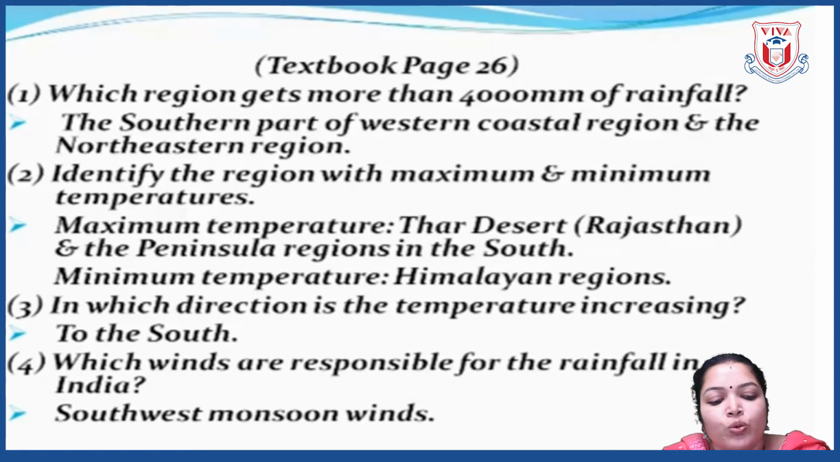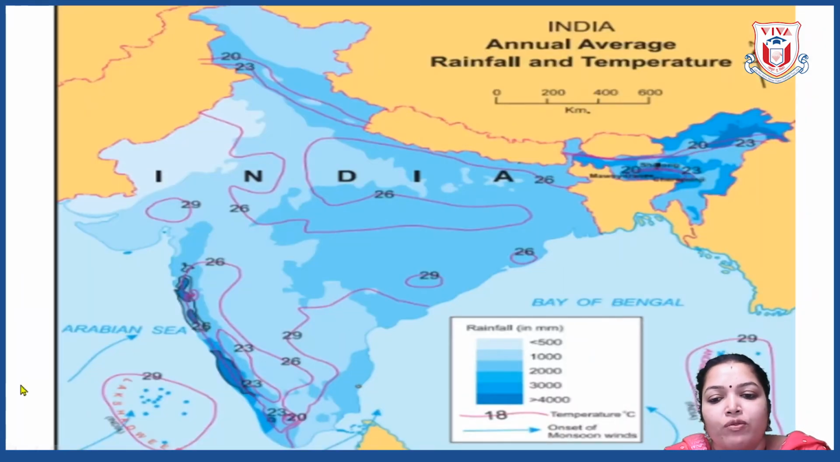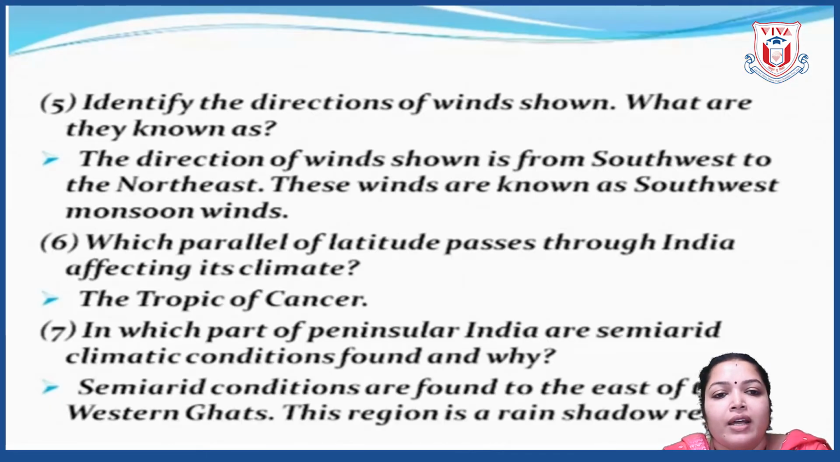And which winds are responsible for the rainfall in India? They are the southwest monsoon winds. See the direction of the wind. These are the southwest monsoon winds. They bring rain to our country. Identify the direction of winds shown. What are they known as? The direction of winds shown is from southwest to northeast, and these winds are known as southwest monsoon winds. And which parallel of latitude passes through India affecting its climate? That is the Tropic of Cancer.